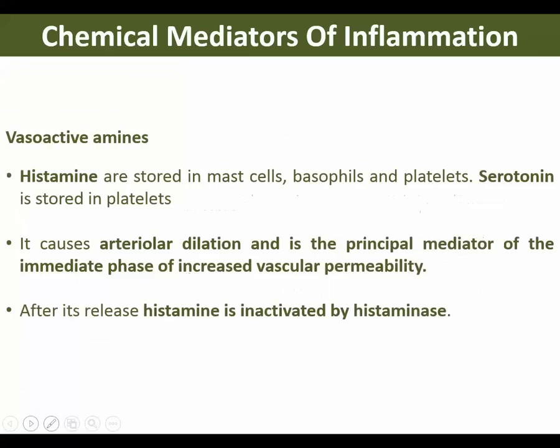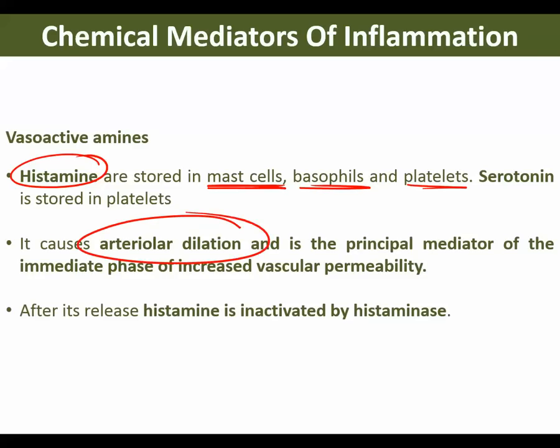So first, histamine, it is very important, because that is the thing that starts the inflammation. Histamine is released from mast cells, basophils or platelets, sometimes endothelial cells, and this histamine dilates the arteries.